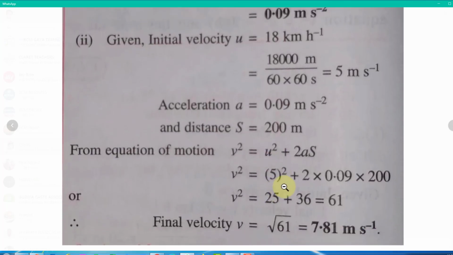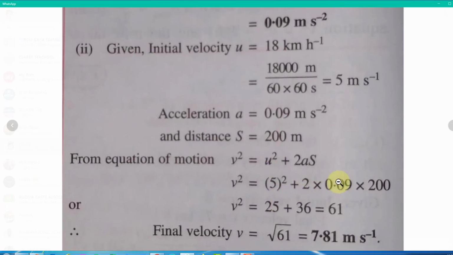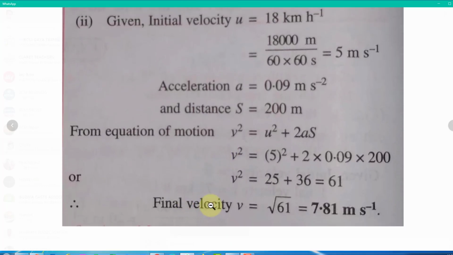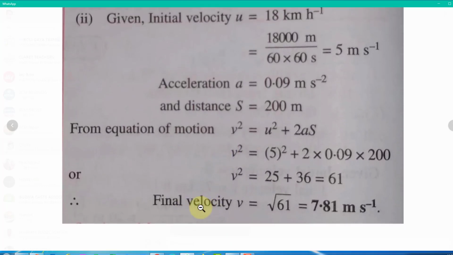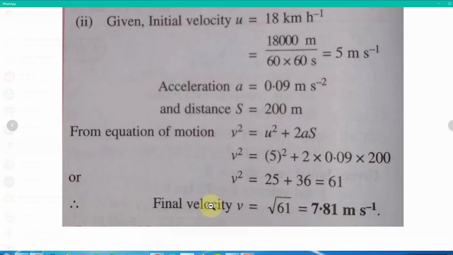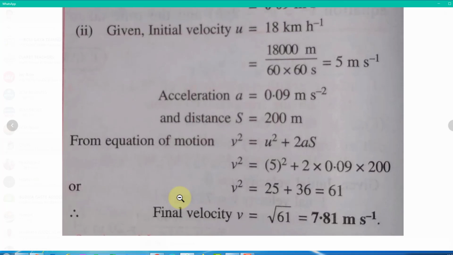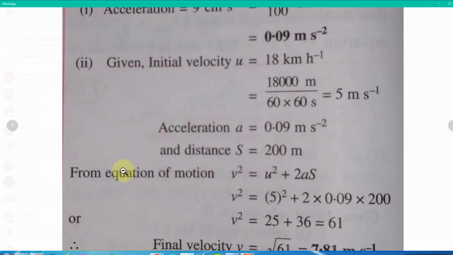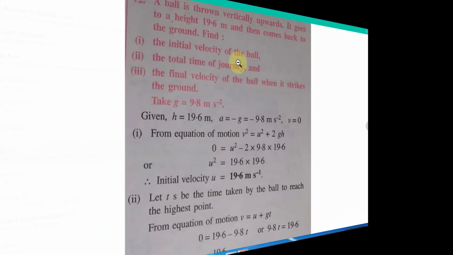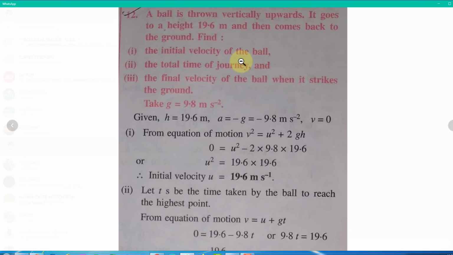So V square equals U square, 5 square, plus 2 into A into S. So V square equal to 61. Final velocity V is equal to root 61. Its approx value is 7.81 meter per second. Clear children? I hope you are understanding. Very simple numericals are there. Now children, you can see on the screen the third question.